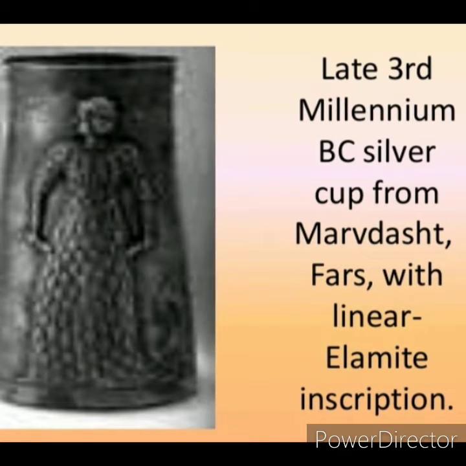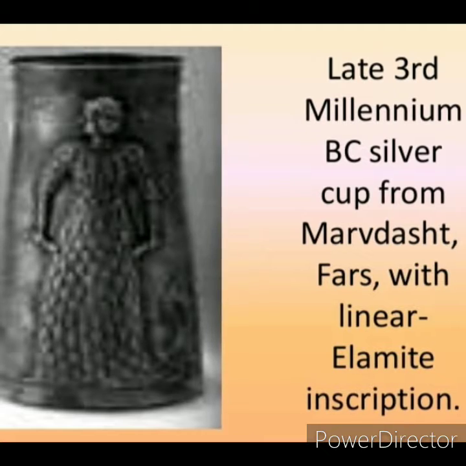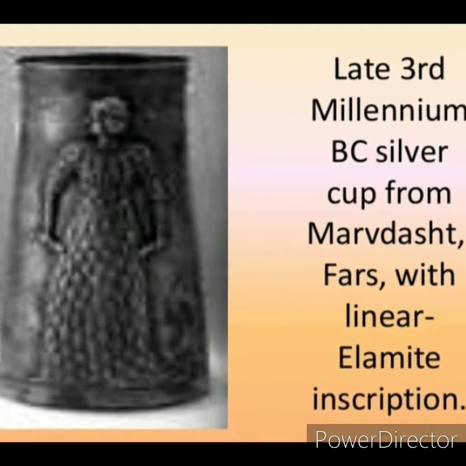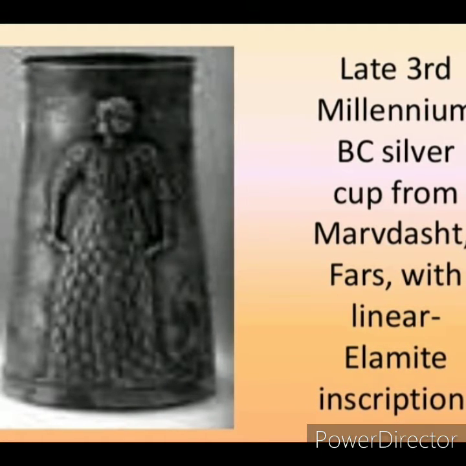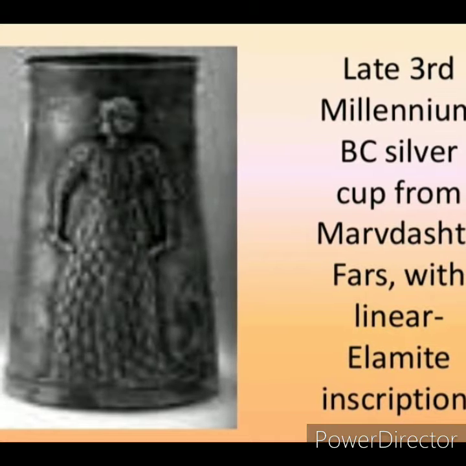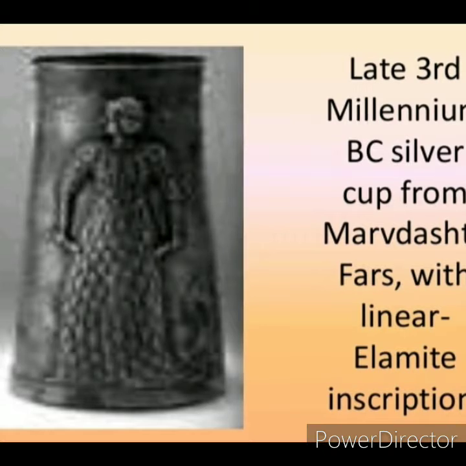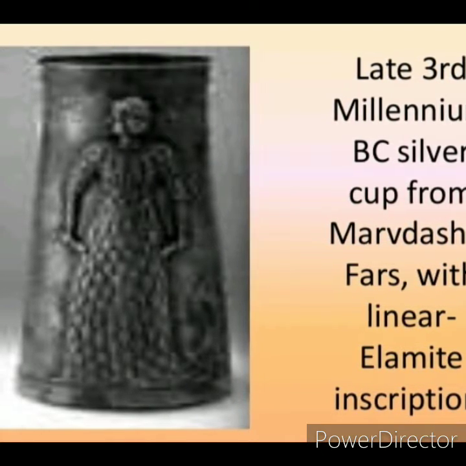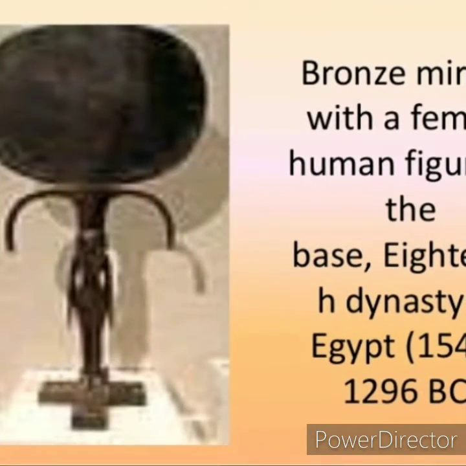Now, the next artifact is a silver cup which has been discovered from Marv Dasht, Fars, with a Linear Elamite inscription, late 3rd millennium BC. In the late 3rd millennium BC, this cup was discovered from Marv Dasht, Fars. This is the place where the people used to live in the Chalcolithic age.